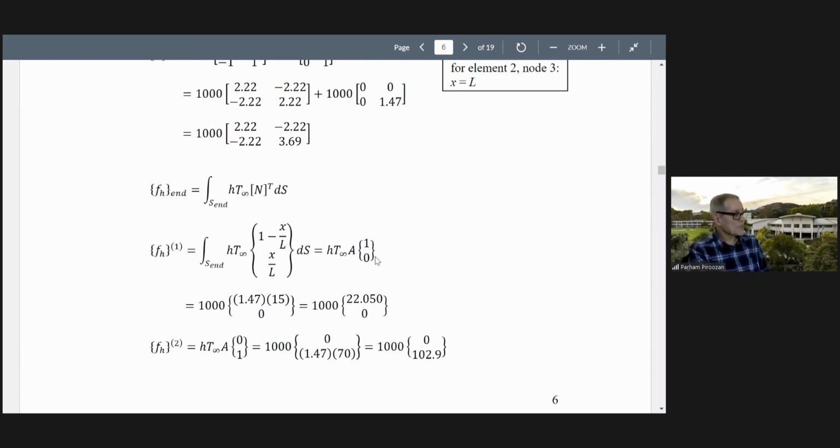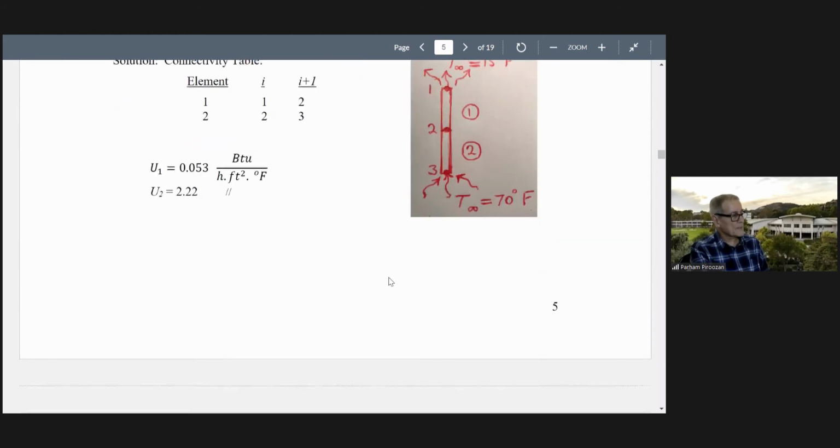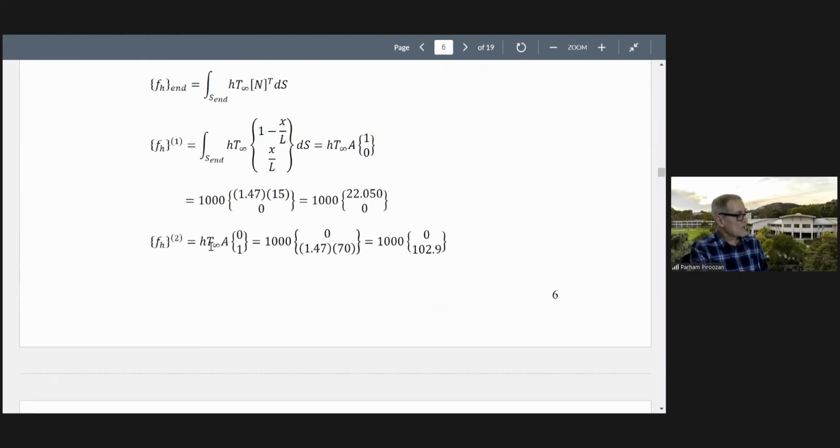This is this one because in this case, we have it at node, this is for element 1. So this is taking place at node 1. For this one, it is at node, this is for element 2. Element 2 goes from node 2 to 3, so it would be for node 3 here. Convection taking place here. So plug the values.